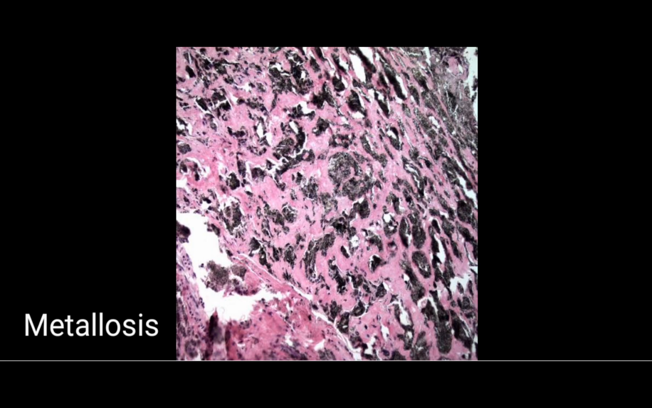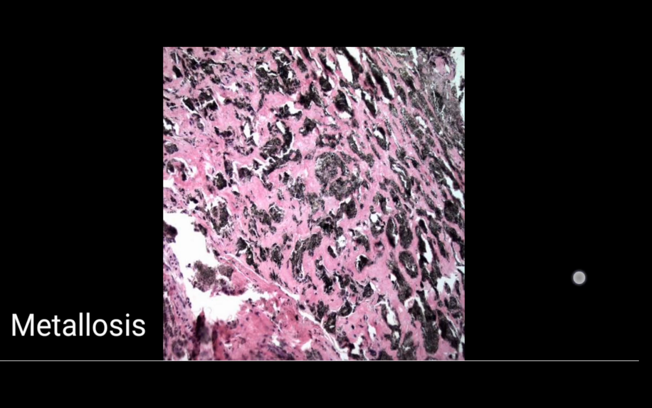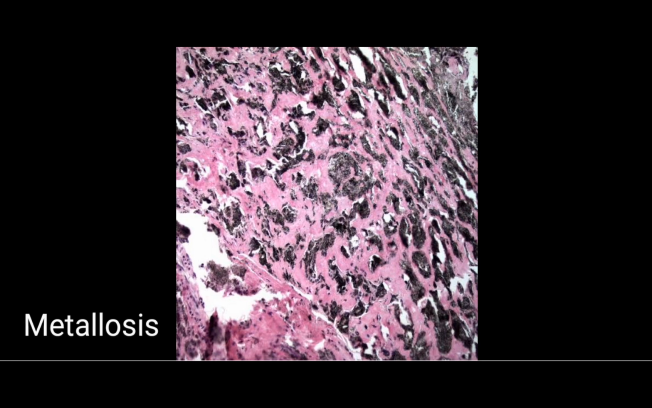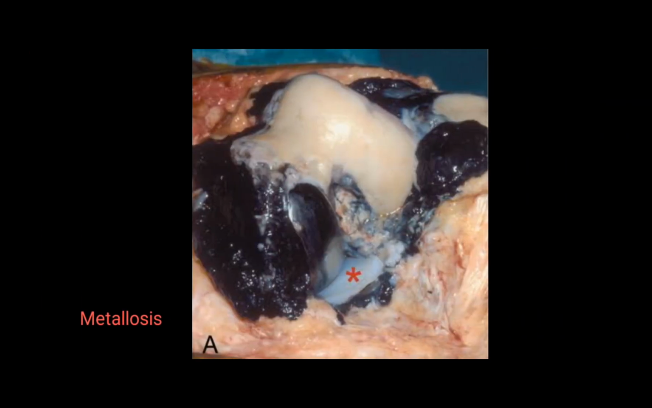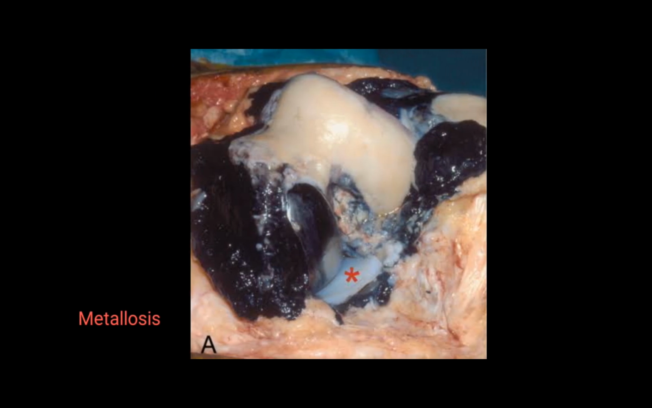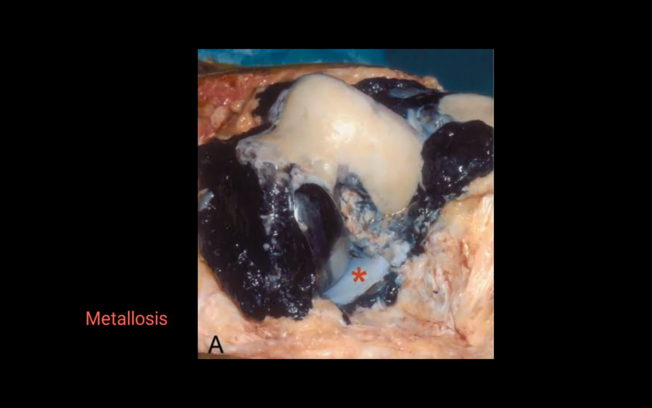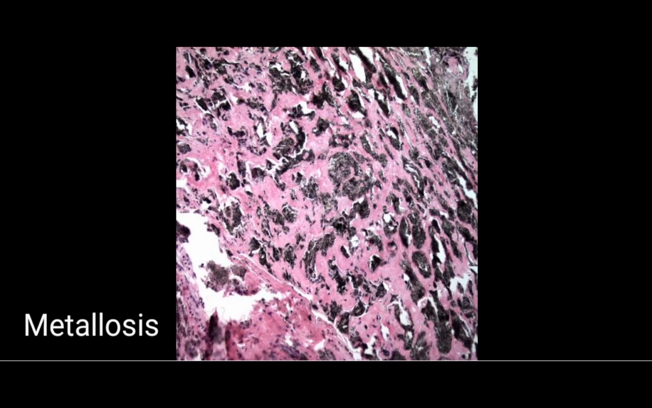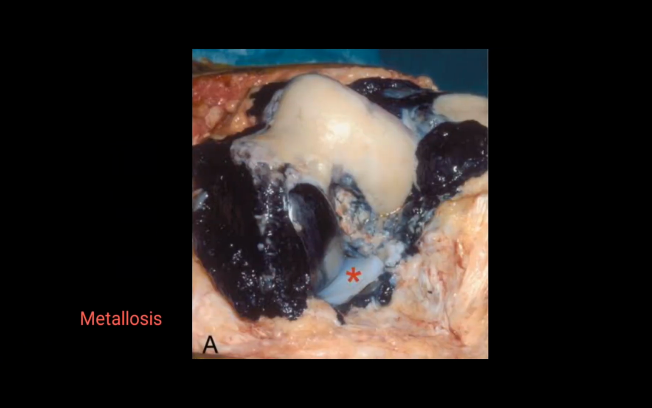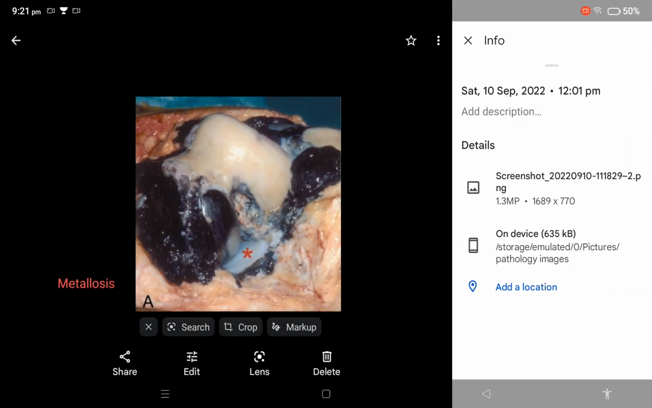The next image is of metallosis. What is metallosis? Firstly, we need to remember that. Metallosis is basically a condition in which an artificial implant is used in an orthopedic condition like knee replacement, and that implant undergoes a process such that a blackish substance is deposited in the joint space. That condition is called metallosis. And in the histological section, what we will see is blackish pigment. So basically in the question there will be a history of an implant or knee replacement.